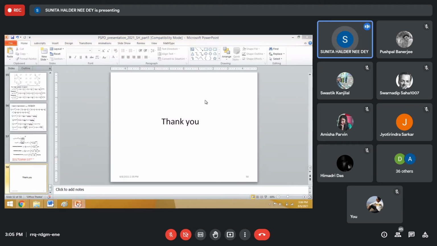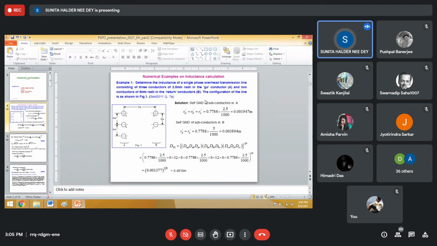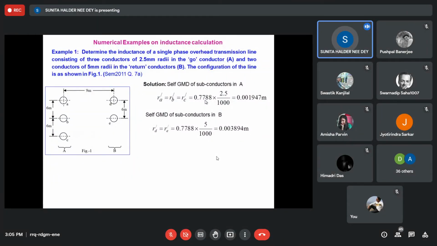Next part, we shall discuss some numerical problems. Here I am discussing a numerical problem. You practice this type of problem from any textbook. In this example 1, we want to find the inductance of a single phase overhead transmission line, but the go conductor and return conductors are not similar. They are different. This does not generally happen, but this is a specific example for academic purpose so that we can understand how we can apply the GMD GMR and solve it.